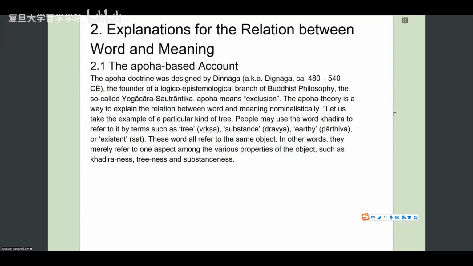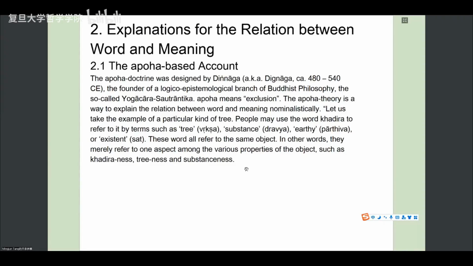So here I want to explain a little bit what apoha is. Yeah? This is a theory which explains the relation between word and meaning. The apoha doctrine was designed by Dignaga, the founder of a logico-epistemological branch of Buddhist philosophy, the so-called Yogacara Sautrantika. And apoha means exclusion. The apoha theory is a way to explain the relation between word and meaning nominalistically.